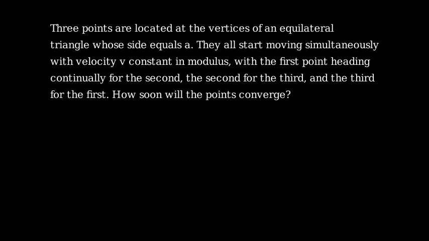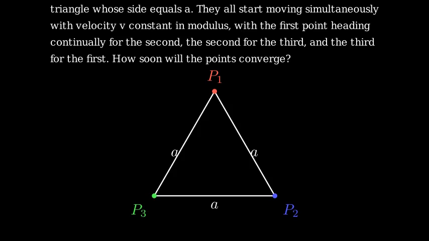Let's start by setting up and visualizing this problem. Here we have an equilateral triangle with points P1, P2, and P3 at its vertices, each side having length a. The points will move with constant speed v, with point P1 always heading directly toward point P2, P2 toward point P3, and point P3 toward point P1.